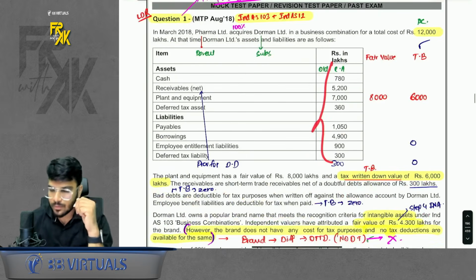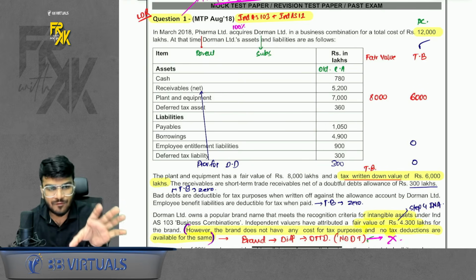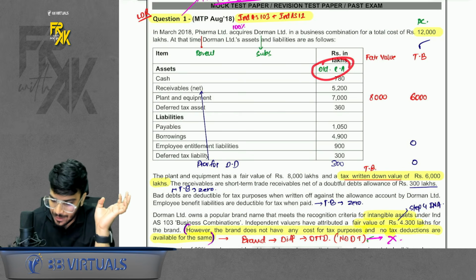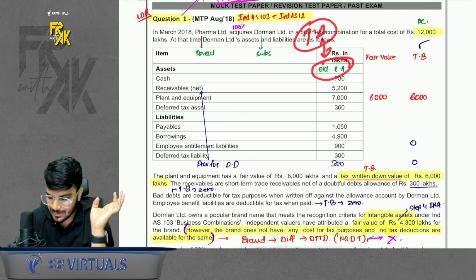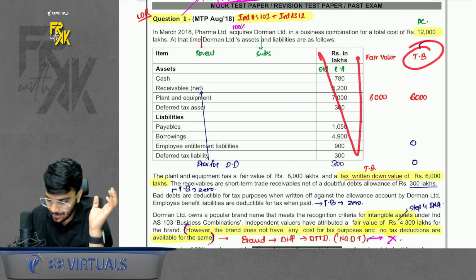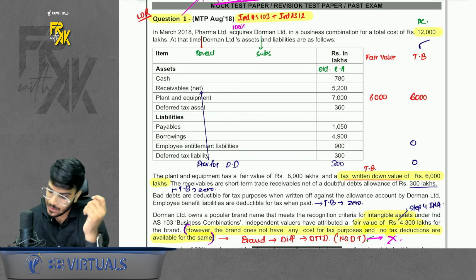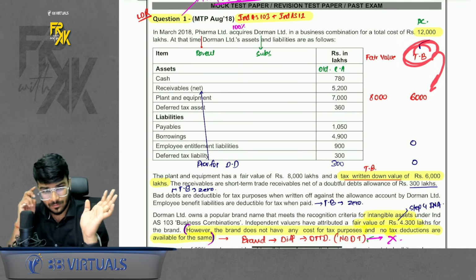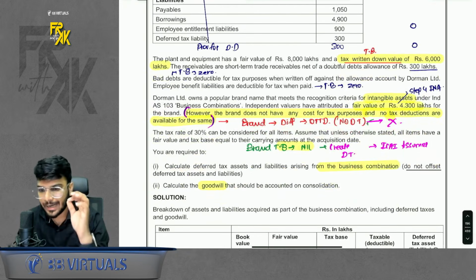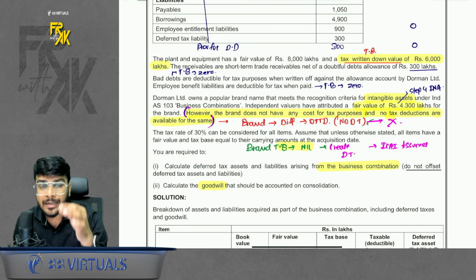Now normally for the deferred tax impact, we take the fair value as the carrying amount and we take the old carrying amount as the tax base. But here specifically the tax base was given. So if a specific tax base is given, don't consider the old carrying amount as the tax base. Consider the specific tax base which was given. Okay, first thing.